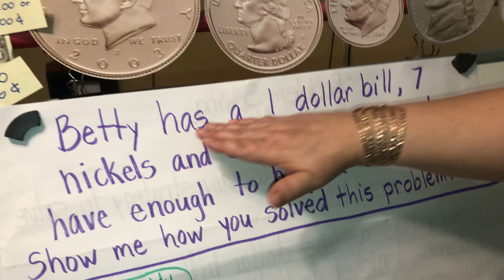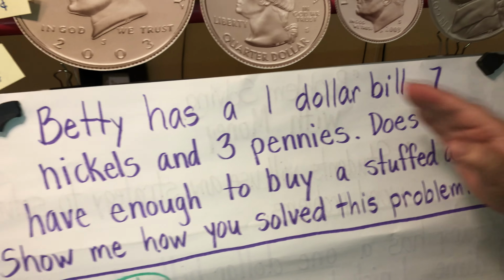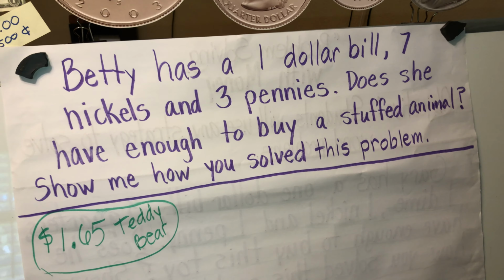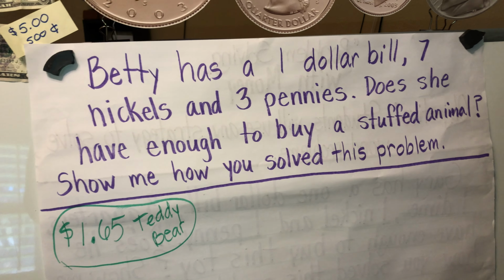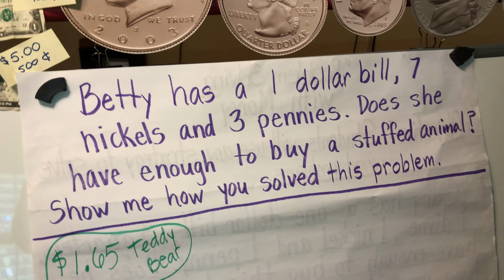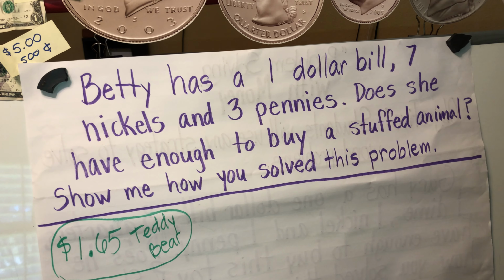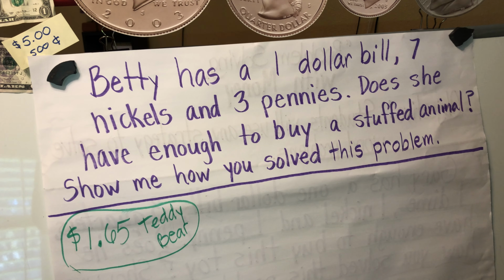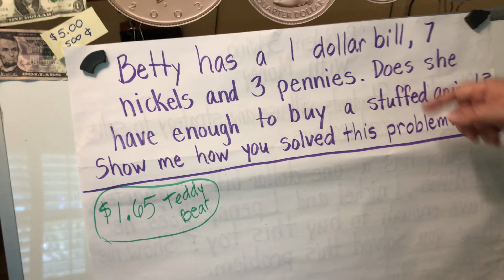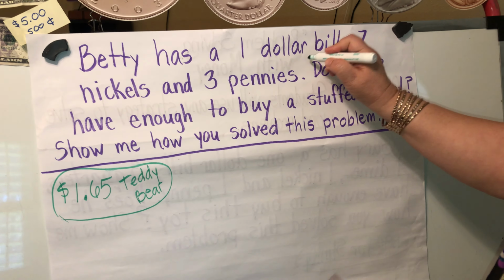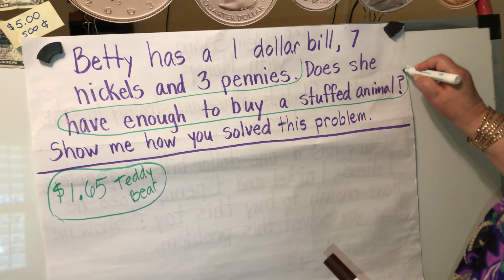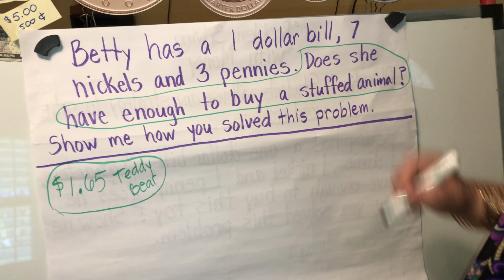So once again, Betty has a $1 bill, 7 nickels, and 3 pennies. Does she have enough to buy a stuffed animal? Show me how you solve this problem. Now remember, when we're trying to figure out what this problem is asking me, well, we all know that questions have question marks. So look for that question mark, and that's where you will find your question. So I'm going to underline or circle that question. Does she have enough to buy the stuffed animal?